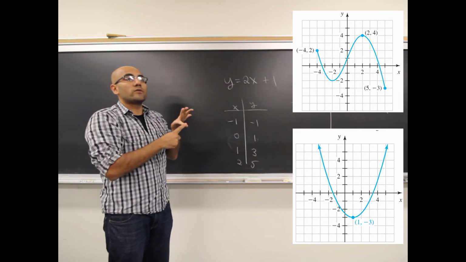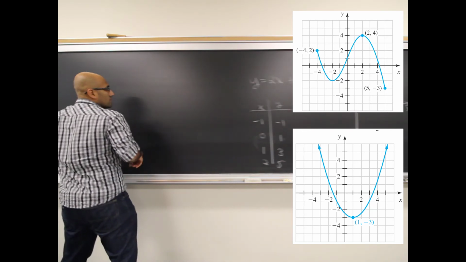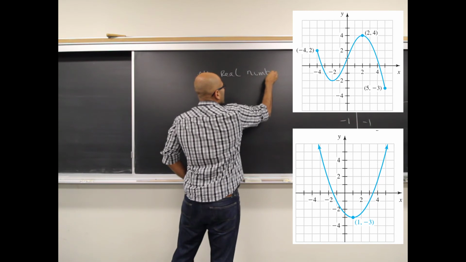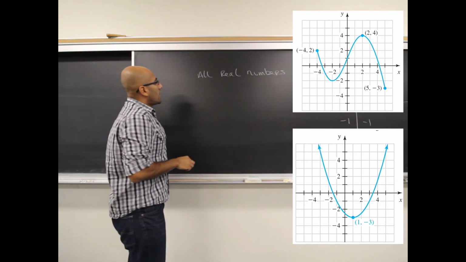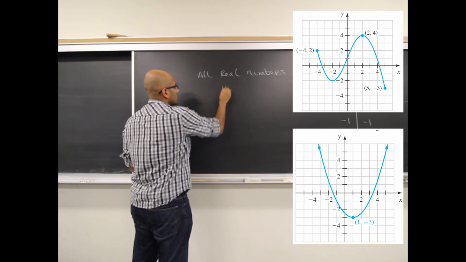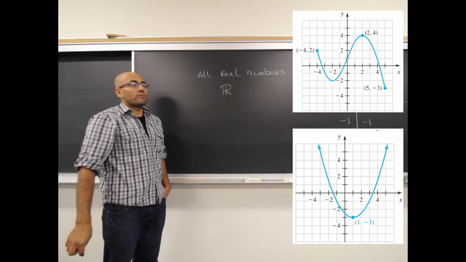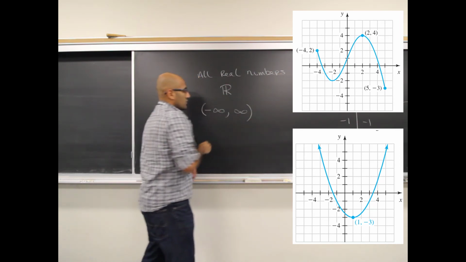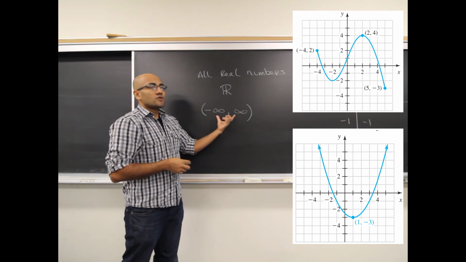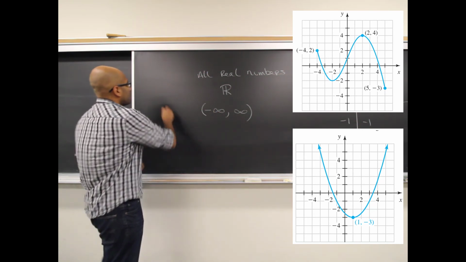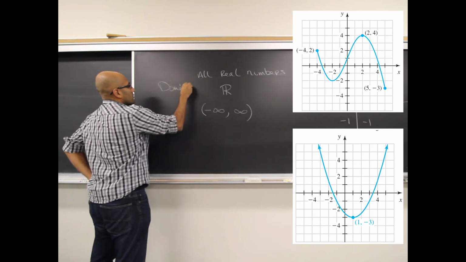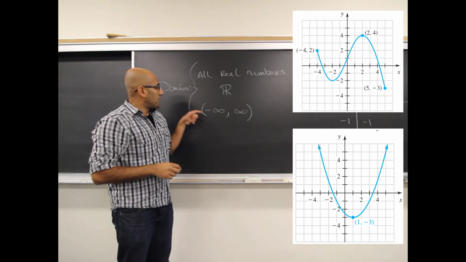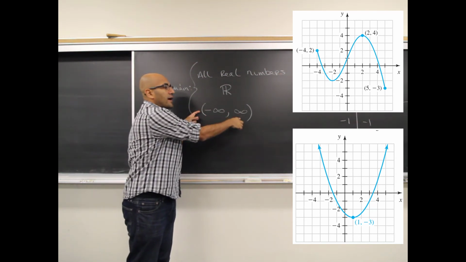You can write down all real numbers. We also like to use this symbol to represent that, all real numbers. But more commonly we use this notation for this purpose. So we want to go from -infinity to +infinity. Domain. You can write it in any one of those ways. They're all good. But this is probably the most common one, right? So from -infinity to +infinity.